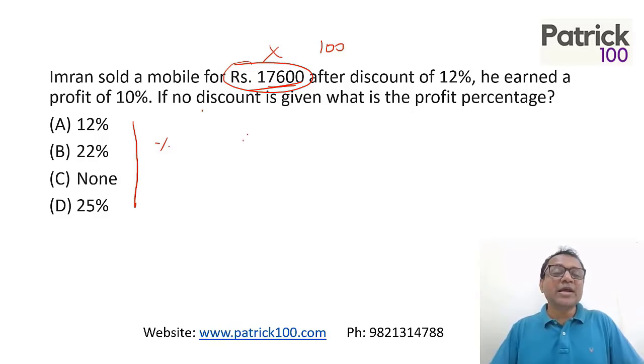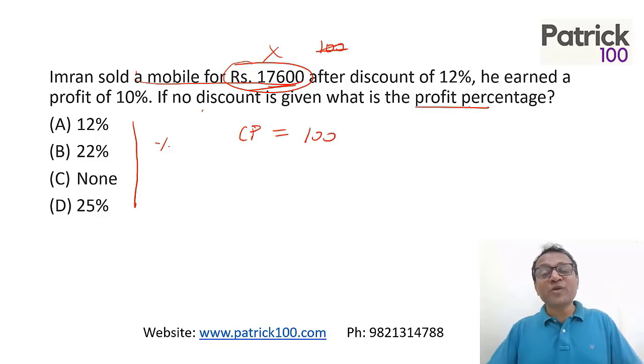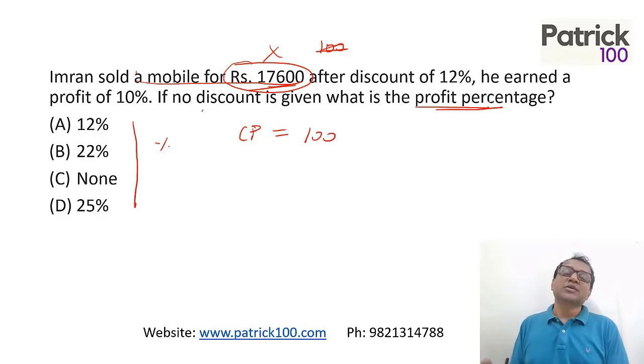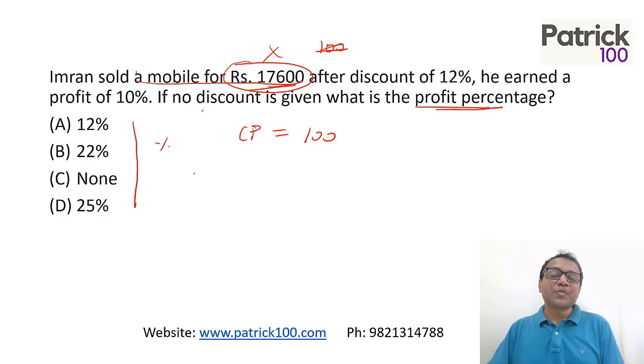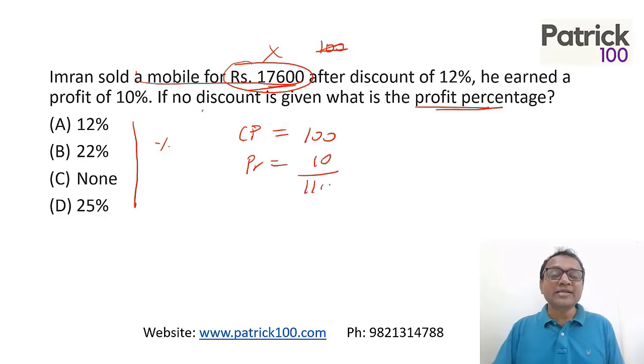Right? So basically we can take cost price. I mean, your selling price is given as 7,600. We can assume cost price is 100. Why cost price is 100? Because the profit percentage is calculated on cost price. So we start with cost price 100. So profit is 10%, so you get 110 as a selling price.